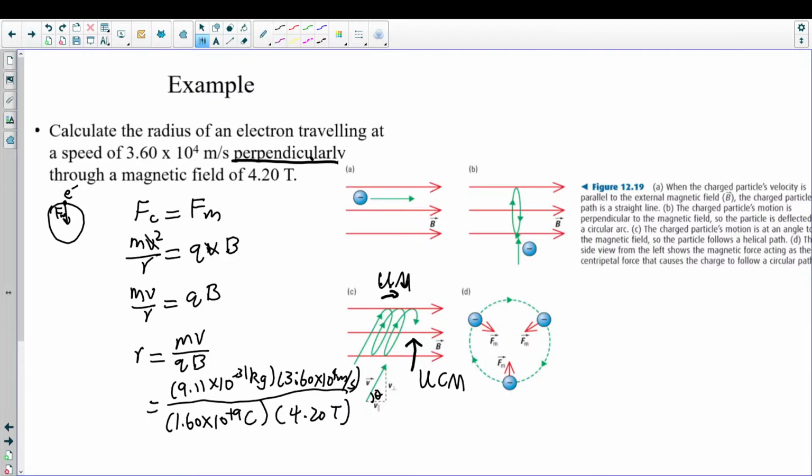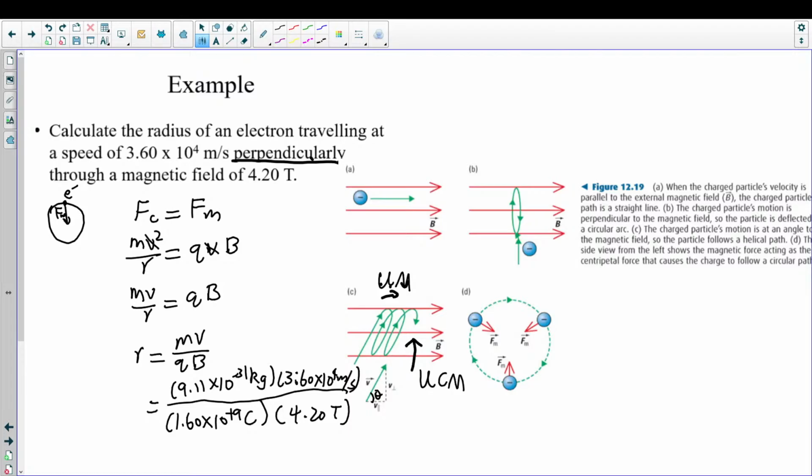You can go in and be careful and check all the units, make sure they all work out, but it definitely does. So I'll quickly plug this into my calculator here. So 9.11 times 10 to the negative 31 kilograms times 3.60 times 10 to the 4 meters per second divided by 1.60 times 10 to the negative 19 coulombs times 4.20 Tesla.